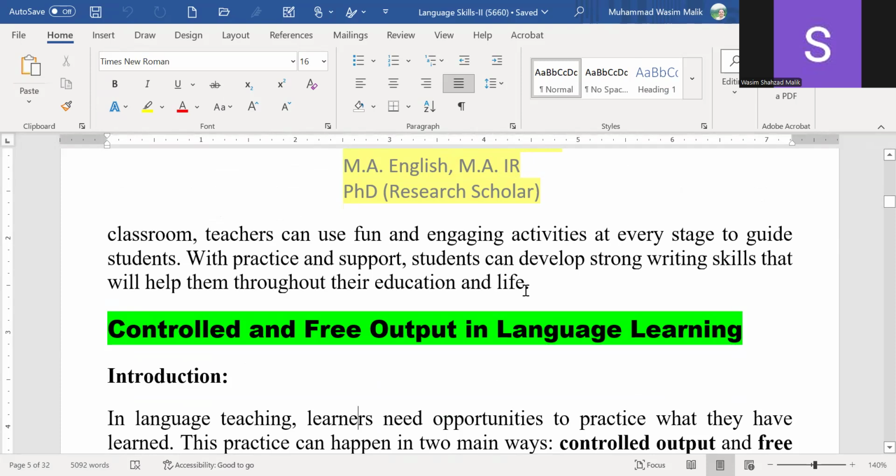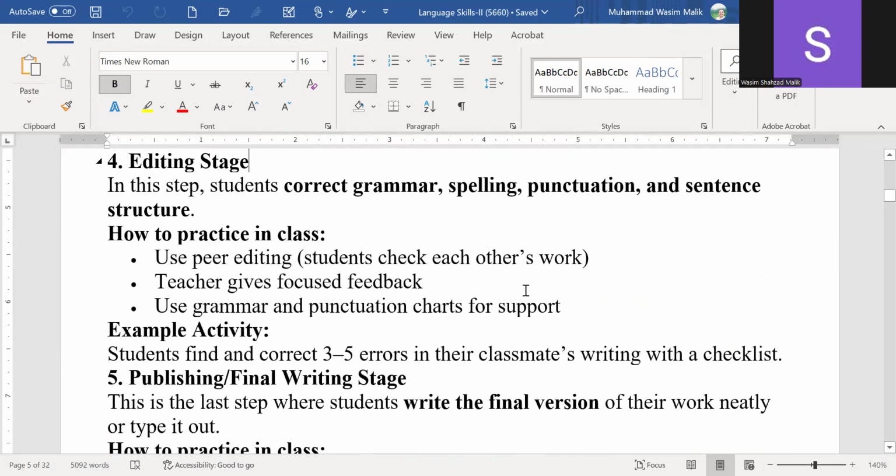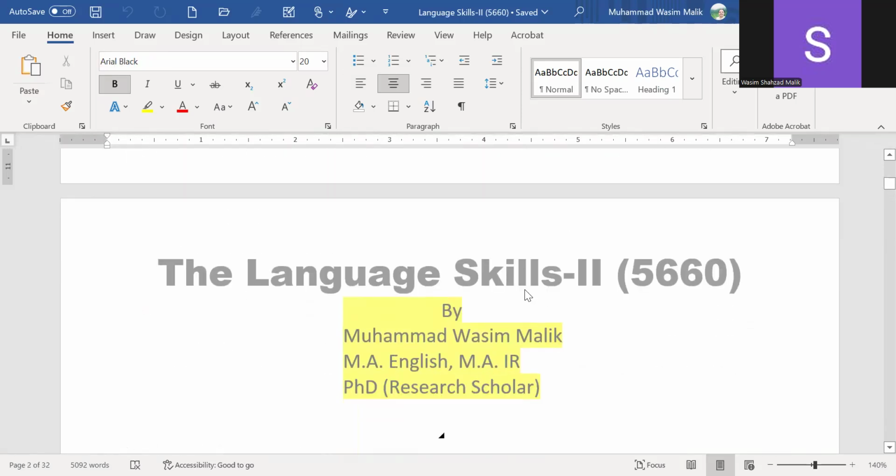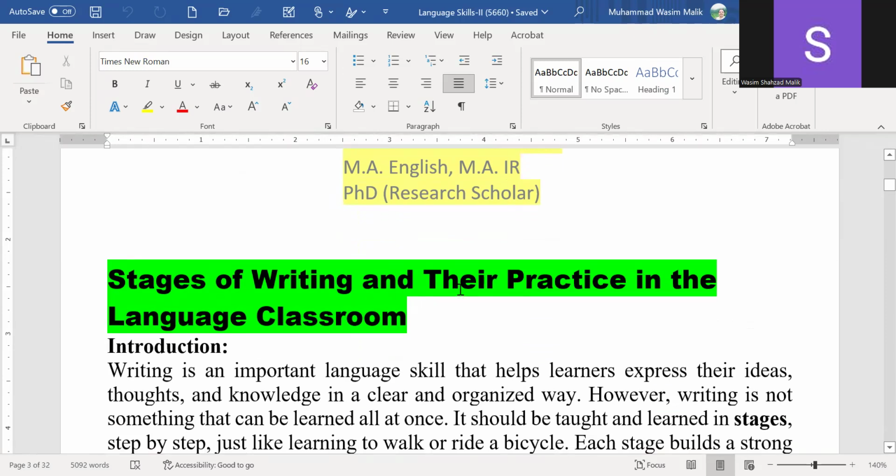So, students, that was our question, which we have discussed in detail. That was on stages of writing and their practice in the classroom. In our next lecture, we will discuss more questions of this paper.